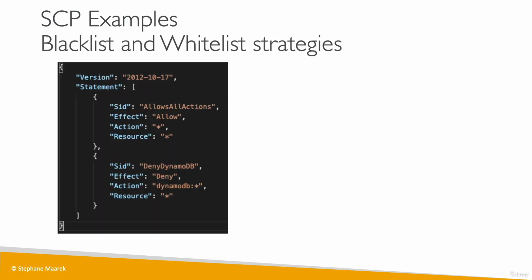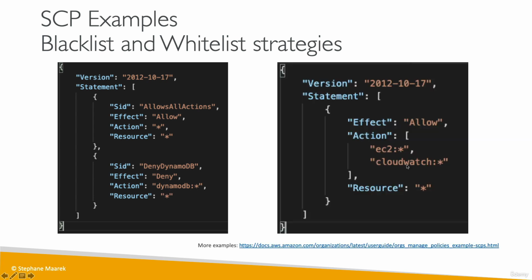So let's take an example of what it looks like. An SCP looks just like an IAM policy. So this is allow all actions. So we allow star on star. So you say you can do anything but deny DynamoDB. And we're saying the effect is deny on DynamoDB star for any resource. Another strategy would be to whitelist only a certain type of services. So we're saying allow EC2 star and CloudWatch star on resource star, but any other services but EC2 and CloudWatch cannot be usable. If you don't know exactly what this means, or you want more examples, there's a link right here that takes you to the documentation and shows you different OUs and SCPs you can have.